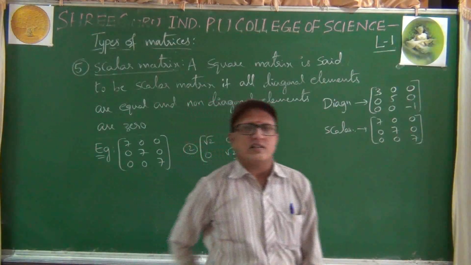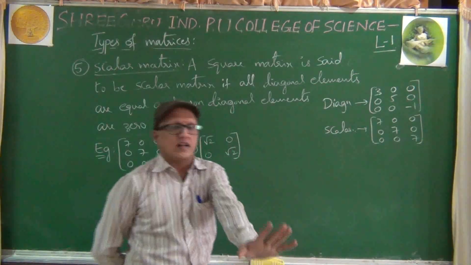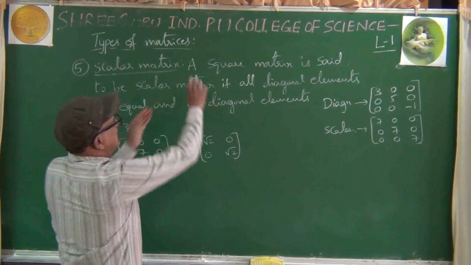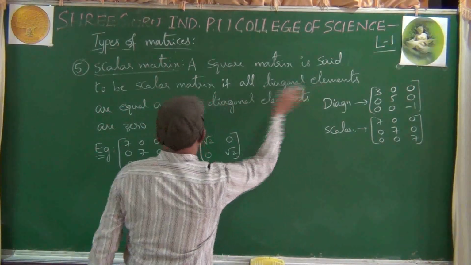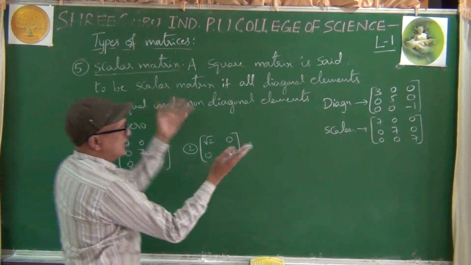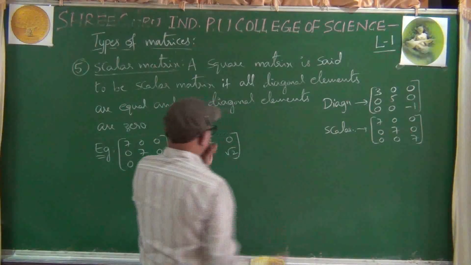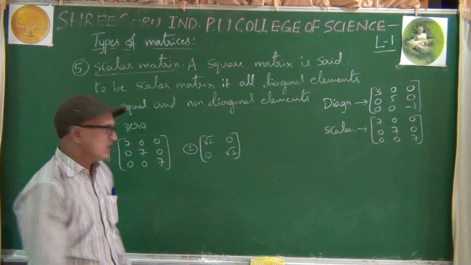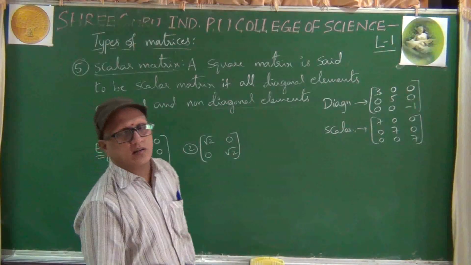If they ask definitions in the examination, you have to write the definition very clearly. Just by writing a square matrix is said to be a scalar matrix if all diagonal elements are equal, and then writing the example, you don't get the marks. What about non-diagonal elements? You did not explain it anywhere. So that's why you have to write this also. Then only you get the marks.